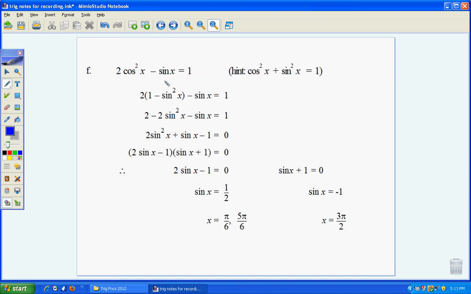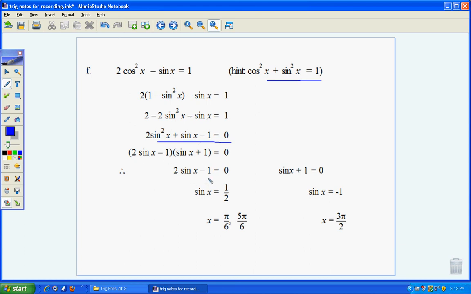Here's another one where we do have to do a little bit more manipulation, because we've got cos squared x and sin x. If we use our substitution here and use 1 minus sine squared x, we're able to manipulate our equation, get it back to a quadratic. 2 sine squared x plus sine x minus 1, where we do all our cleaning up here. Factorize to 2 sine x minus 1, sine x plus 1.